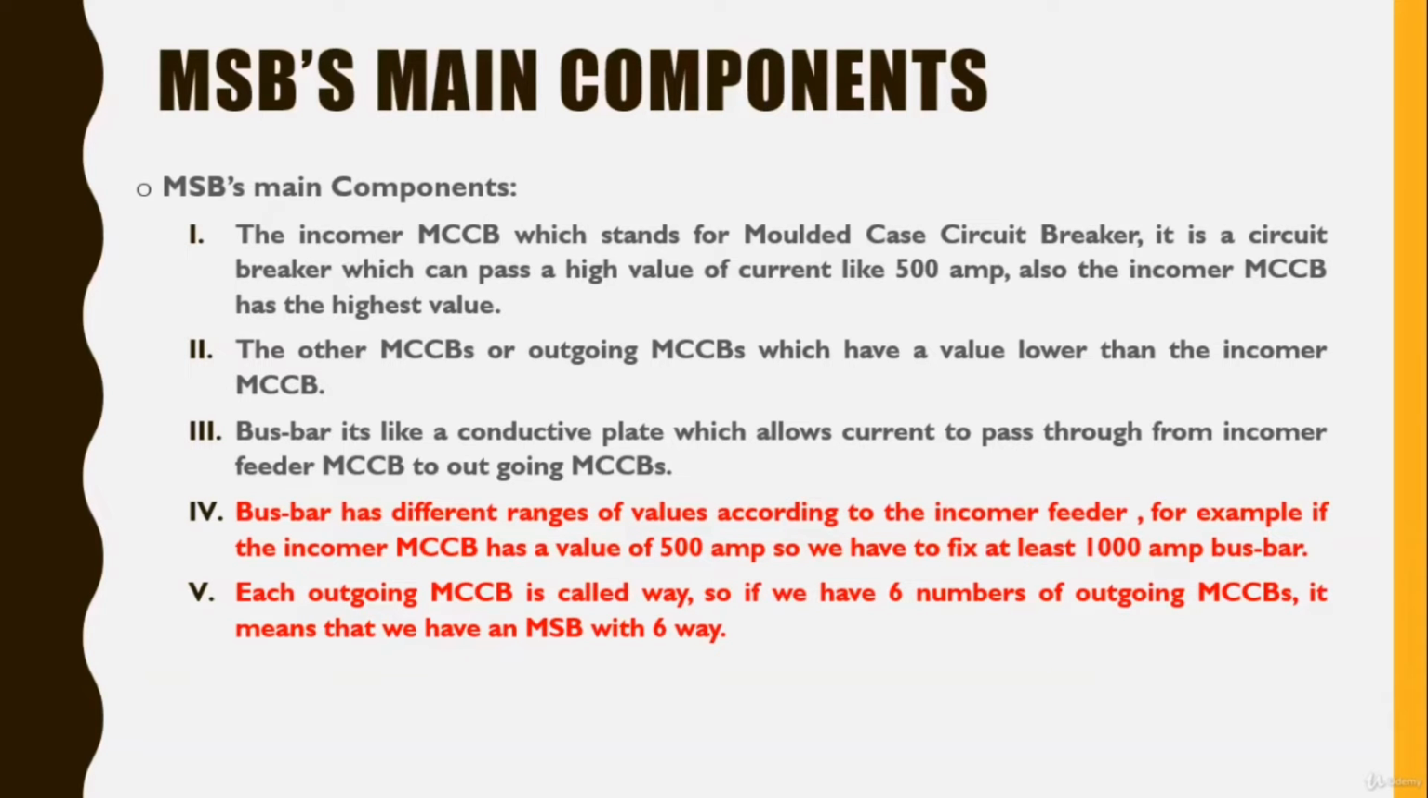The third component is the bus bar. What's the bus bar? It's like a conductive plate used to allow the current to pass through it from the incomer MCCB to the outgoing MCCBs. Busbar has different ranges of values like MCCBs, and the value of the busbar relies on the value of the incomer MCCB. For example, if the incomer MCCB is 500 ampere, then the busbar must be more than 500 ampere. It might be 1000 ampere.